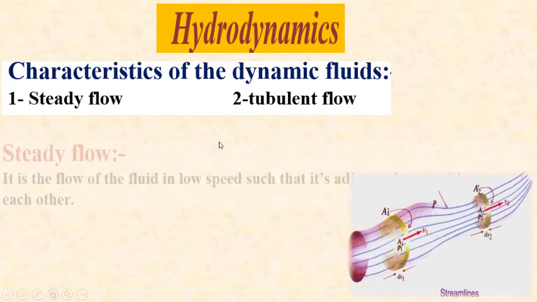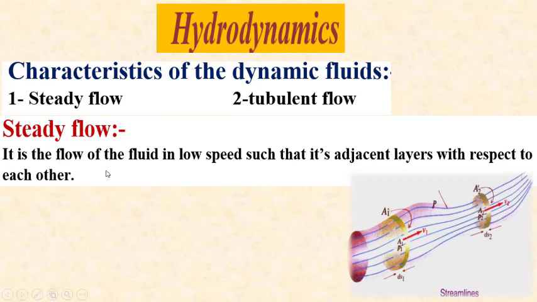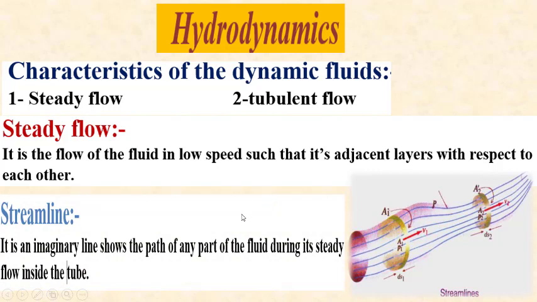First, steady flow is the flow of the liquid at low speed such that its adjacent layers, with respect to each other, imagine this is the tube. In this tube, the liquid flows at low speed with layers adjacent to each other, not intersecting. There are imaginary lines known as streamlines. What are the streamlines? They are imaginary lines that show the path of the liquid at any part of the fluid during the steady flow inside the tube.